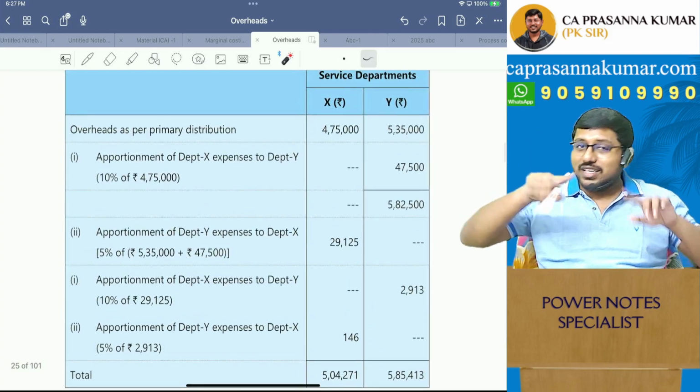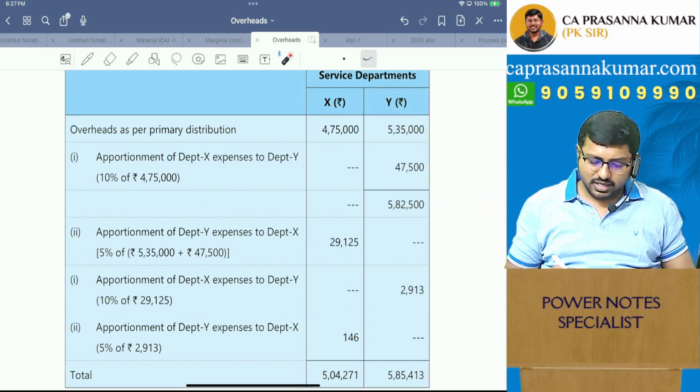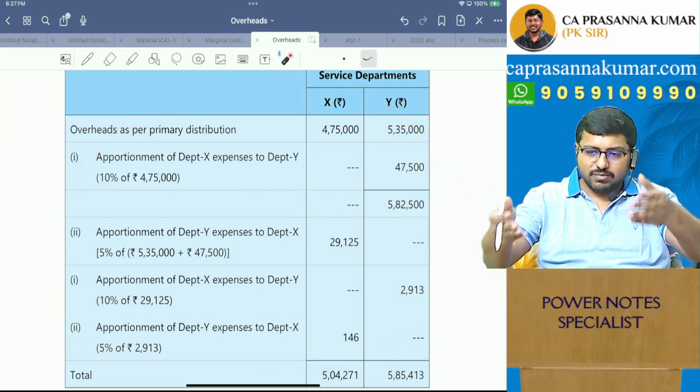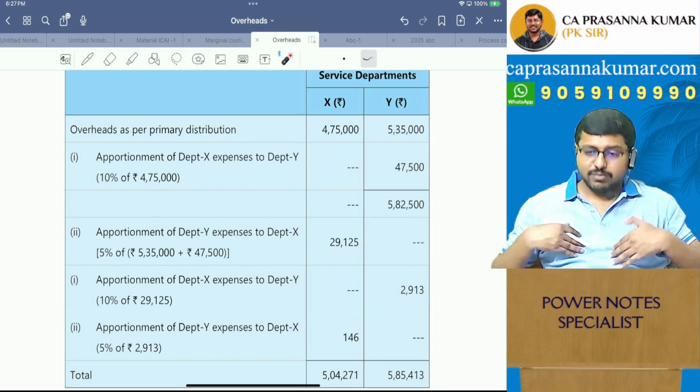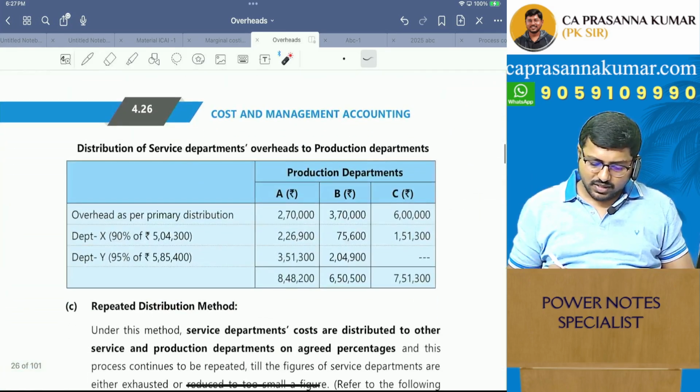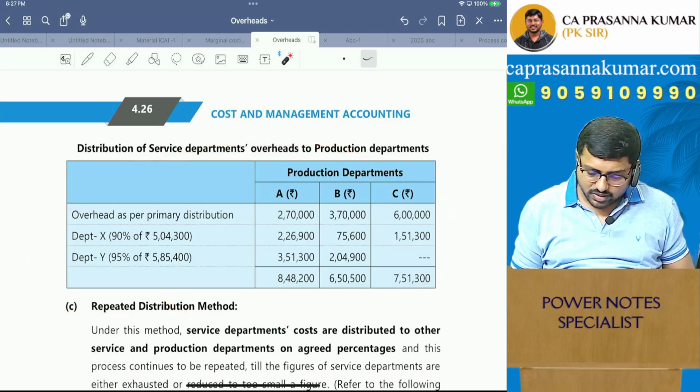There you have created simultaneous equations and then we have solved it. Here we have done it like a trial and error method. We gave 10%, got 5%, 10%, 5%, 10%, 5%, 10%, 5%, till it becomes negligible. Got the point, right? And finally you will just distribute it.